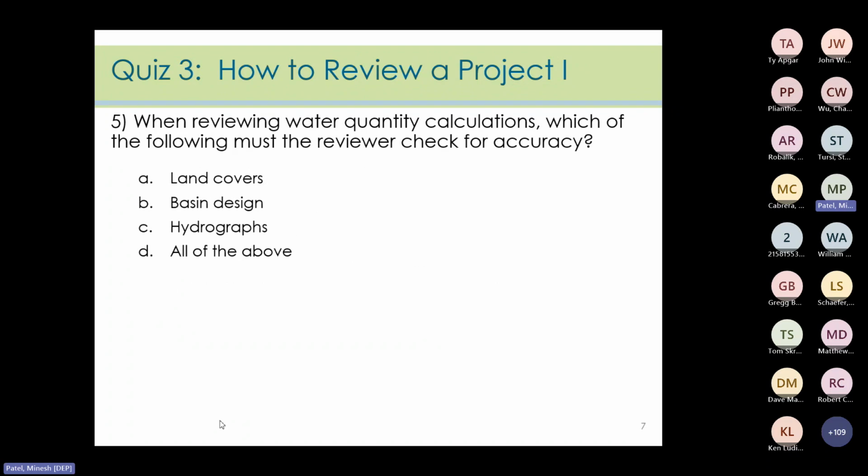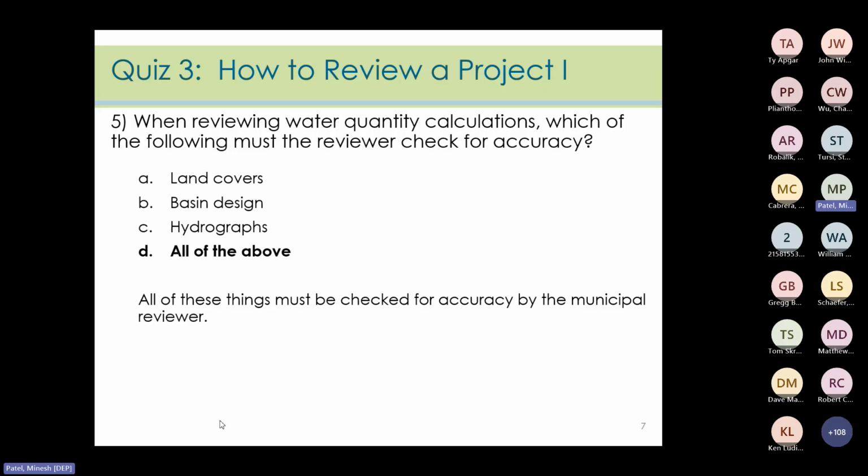Question 5, when reviewing water quantity calculations, which of the following must the reviewer check for accuracy? And the correct answer is D, all of the above. There are various things you need to check, and land covers, basin designs, and hydrographs must all be checked for accuracy in a site review for water quantity.